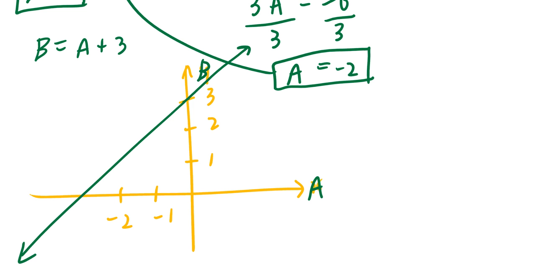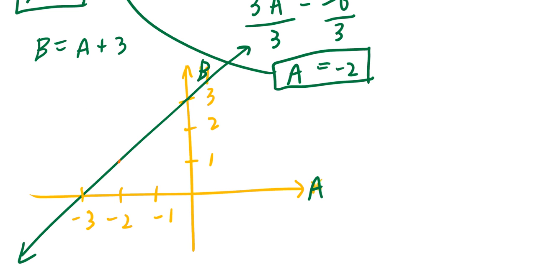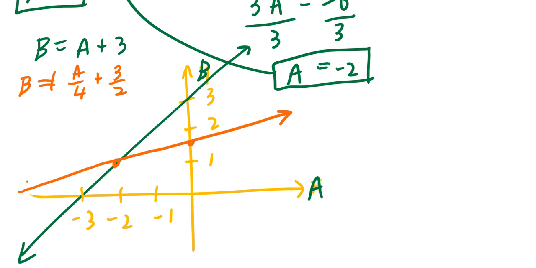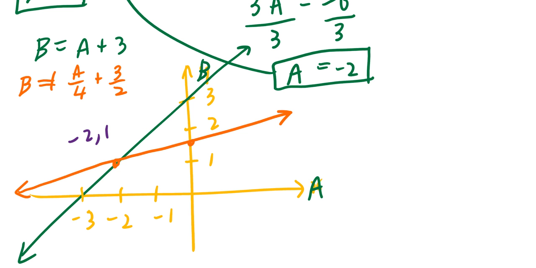Now, let's go back and add this right there. And in a different color, we know the other graph is going to be b, which cannot equal a divided by 4 plus 3 divided by 2. So if you look at the y-intercept, it's going to be at 3 over 2. If you think about the slope, it's going to be 1 divided by 4, so up by 1, right by 4, or you can go the other way. But roughly speaking, the graph is going to look like that. And again, as expected, the POI is going to be at negative 2 and 1.